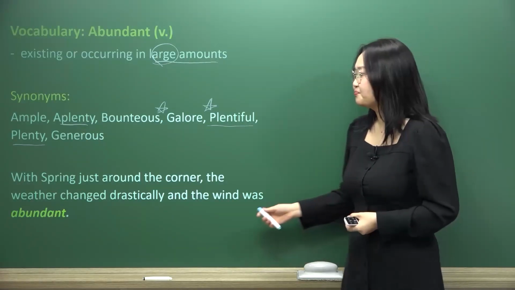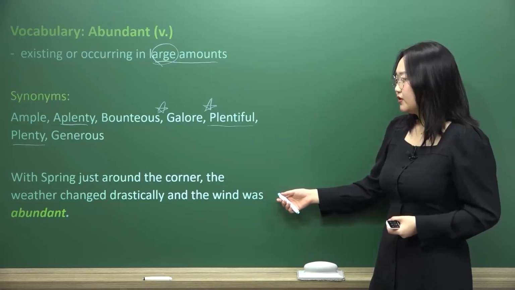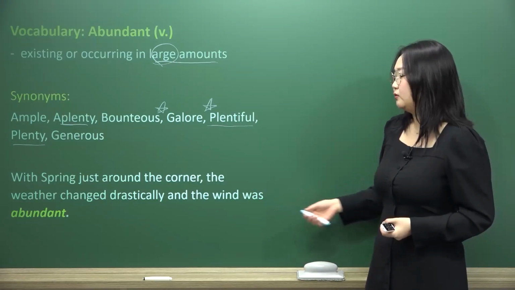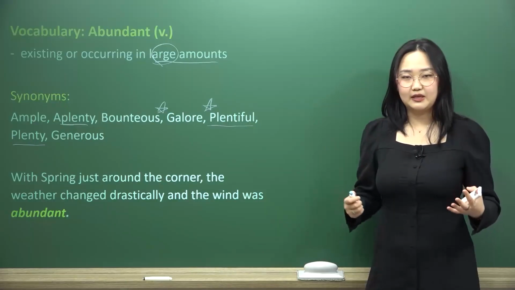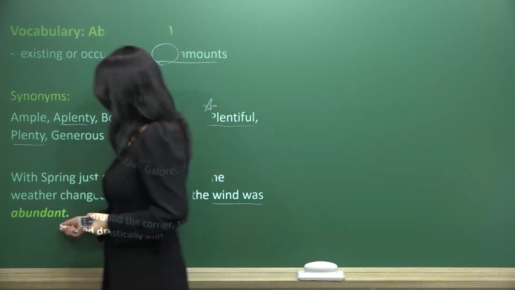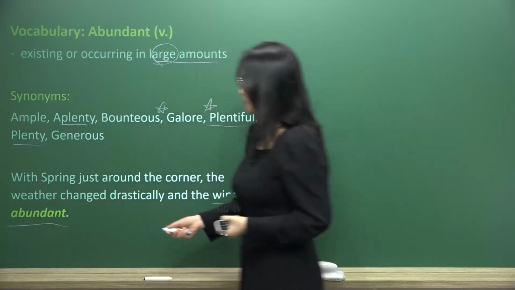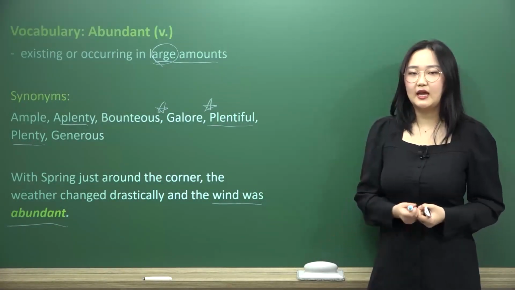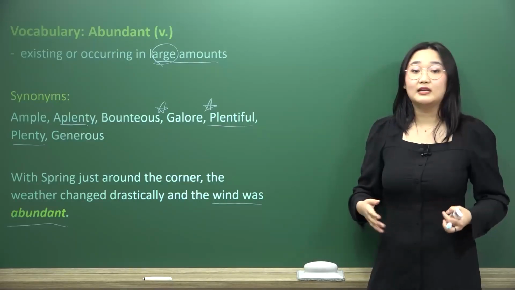With spring just around the corner, the weather changed drastically and the wind was abundant. So what does that mean here? We see that the wind was abundant. But then we have to ask, okay, how could it be abundant? What is it trying to say? If it's in large amounts, it probably means that it was very gusty.